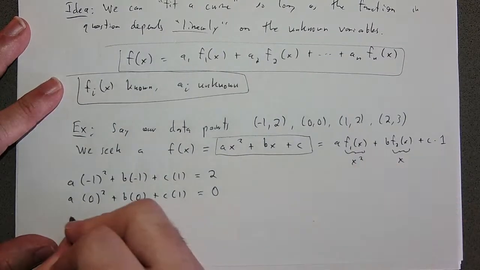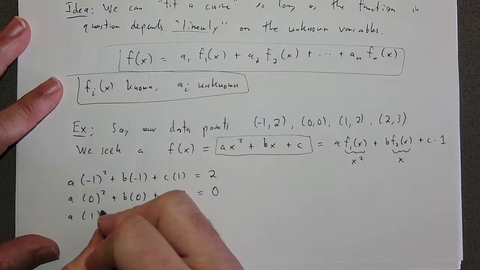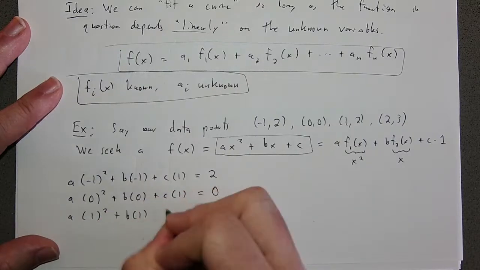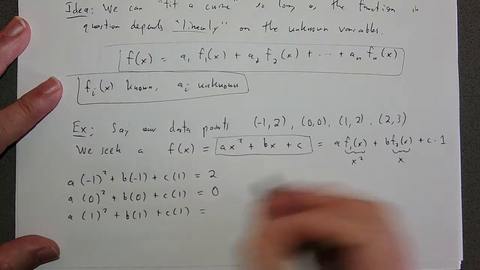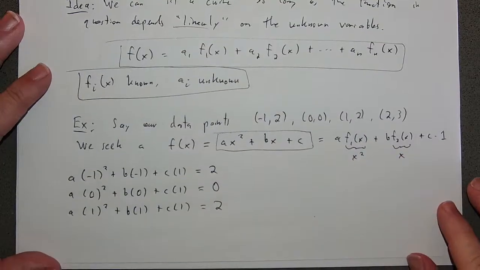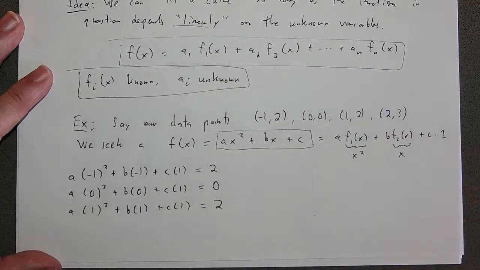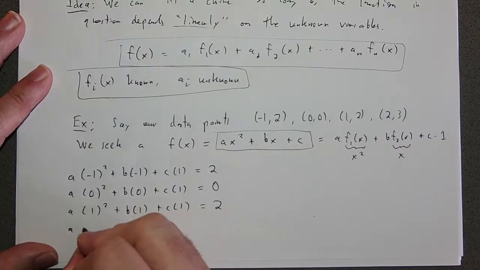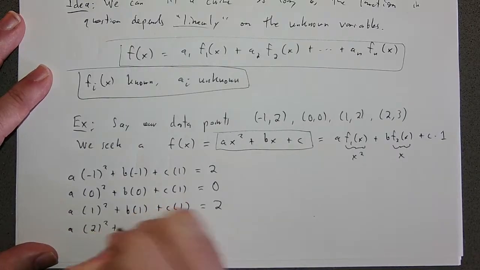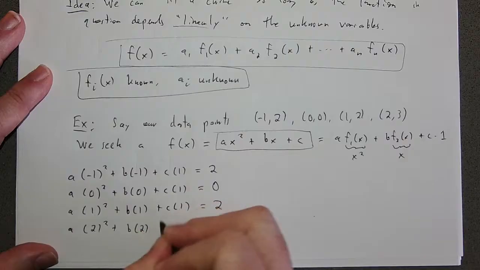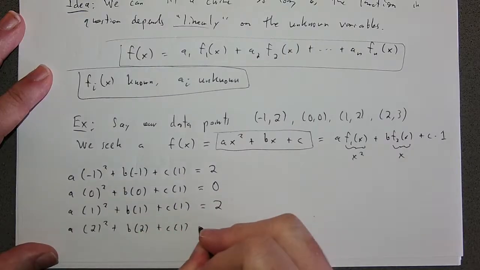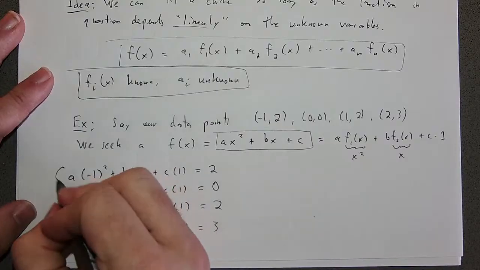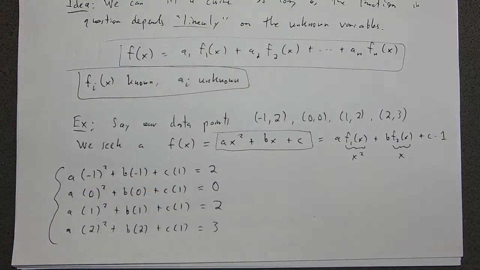If the point 1, 2 is on the parabola, the equation that would be satisfied is a times 1 squared plus b times 1 plus c times 1 is equal to 2. And then lastly, if the point 2, 3 is on the parabola, the equation that would be satisfied is a times 2 squared plus b times 2 plus c times 1, and that would be equal to 3. These 4 equations would be satisfied simultaneously if all 4 of the points simultaneously lied on the same parabola.